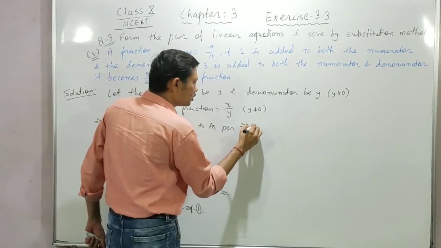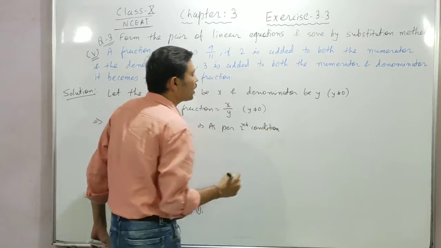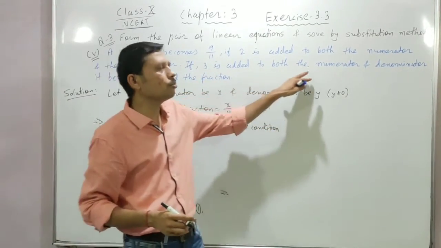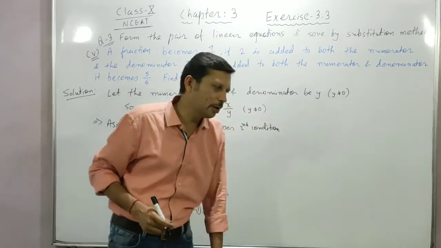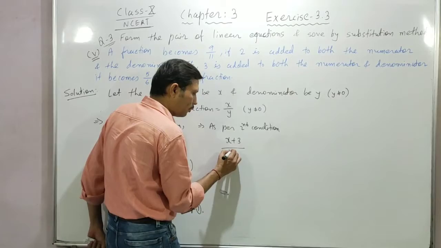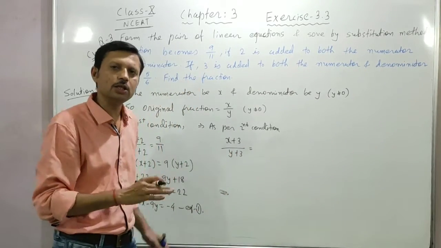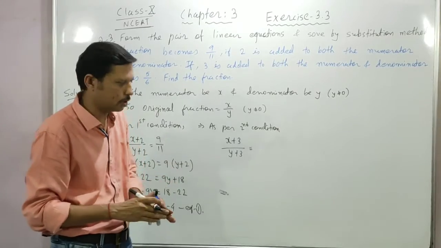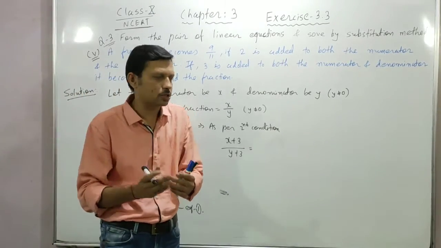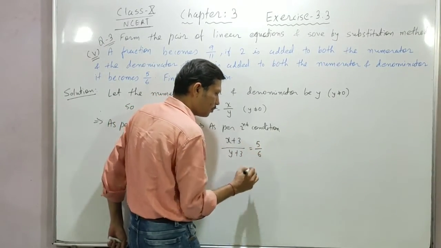Now further, as per second condition, what is the second condition? 3 is added to both numerator as well as denominator. Right now our numerator is x, we are adding 3. Then our denominator is y, so we are adding again 3. So we are adding 3 in the numerator as well as in the denominator. So obviously the fraction will be changed. So what the fraction? It will be 5 by 6.